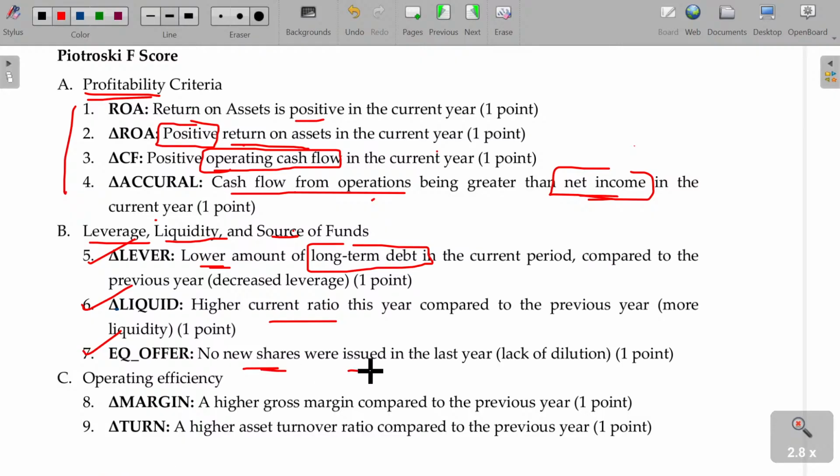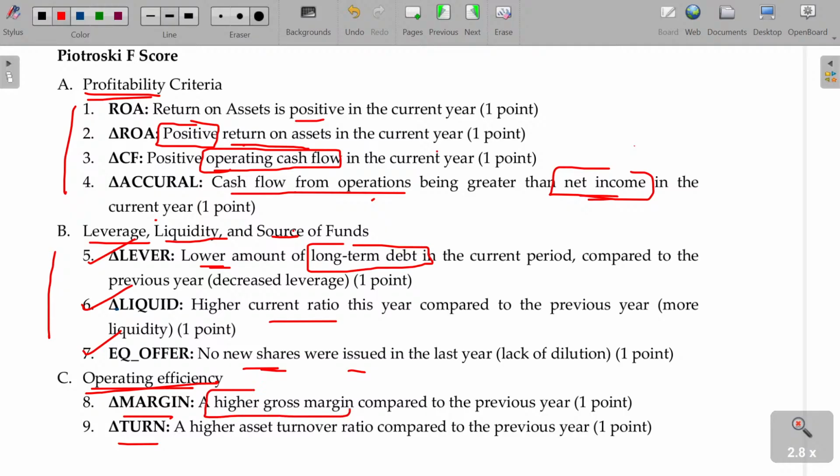No new shares were issued in the last year. Okay. So we don't have any fresh issue in the previous year. Only the existing equity shares are there, then we are positive. So these are the three things: leverage, liquidity, source of fund. And finally, operating efficiency. Operating efficiency is nothing but profitability as well as turnover.